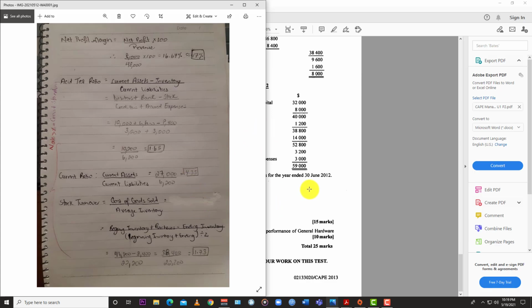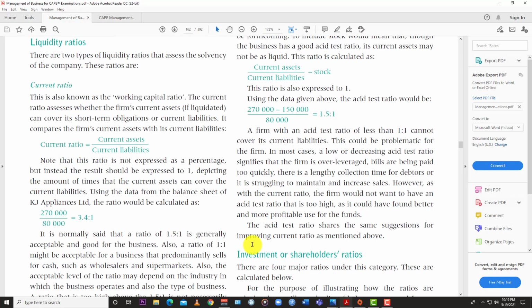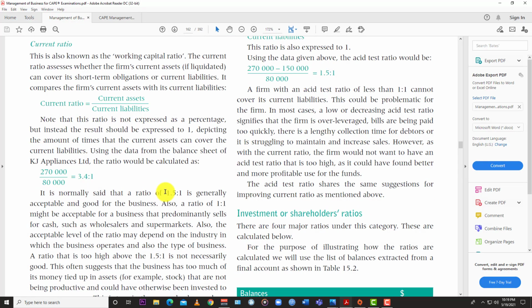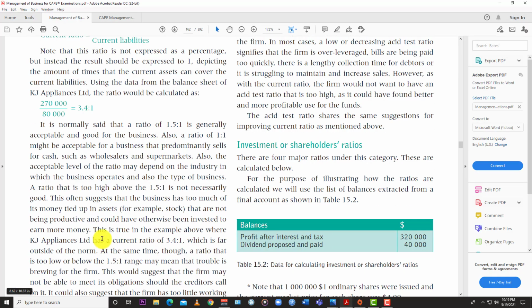Then they ask for the current ratio, and we got a current ratio of 4.35. It's kind of high, 4.35. If we look at what they're saying over here, it is normally said that a ratio of 1.5 to 1 is generally acceptable and good for the business. On the other hand, in the example above, the current ratio is 3.4 to 1, which is far outside the norm. So that's a bad thing right there.